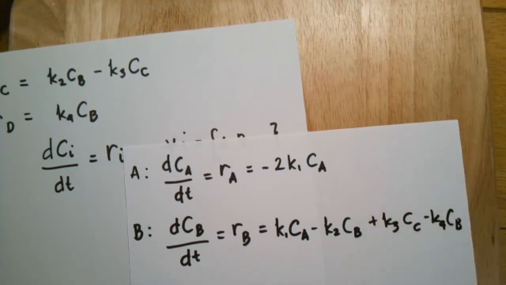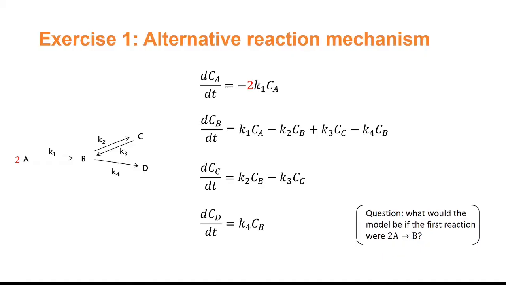I will let you do components C and D. Putting it all together, this is our model for the alternative reaction mechanism where 2A goes to B. As you can see, this is the same as the model from the last example, except for the negative 2 here.